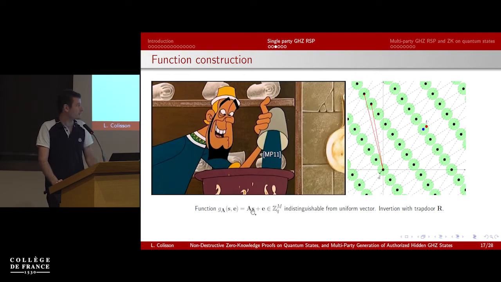If you compute AS plus E, where S and E are vectors that need to be properly chosen, and E needs to be small, then the final vector, AS plus E, must be indistinguishable from a uniform vector. Moreover, what is interesting is that this Micciancio and Peikert paper also provides a trapdoor R. When you sample this matrix A, you first sample a trapdoor, and then you obtain your matrix A. Given this trapdoor, you can invert: given AS plus E, one vector, you can come back to S and E.